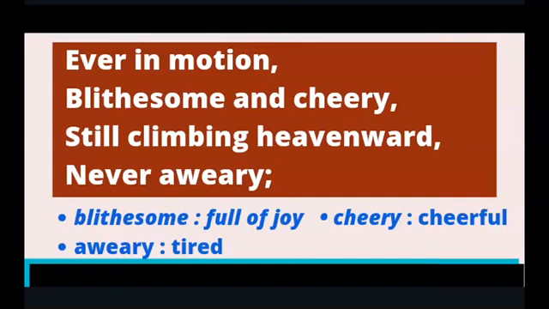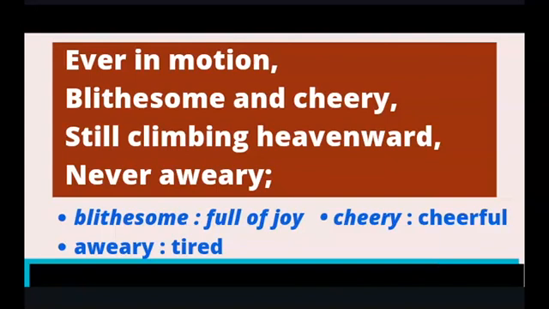Ever in motion, blithesome and cheery, still climbing heavenward, never aweary. So here the poet says that the fountain is always in motion. Blithesome means full of joy, and cheery means cheerful. So the fountain is always in motion. It appears happy, full of joy and cheerful. So it goes upwards. Climbing up heavenward means going upwards and coming down.